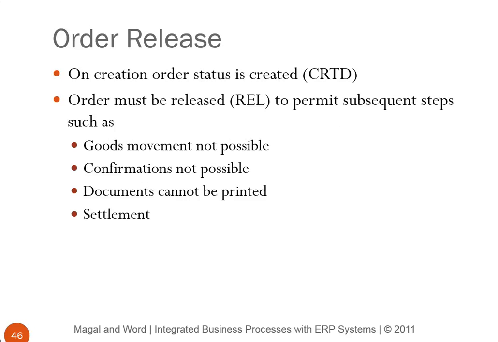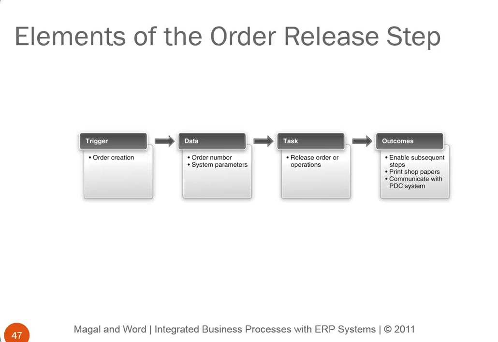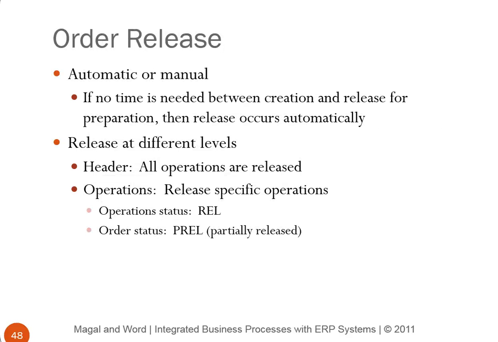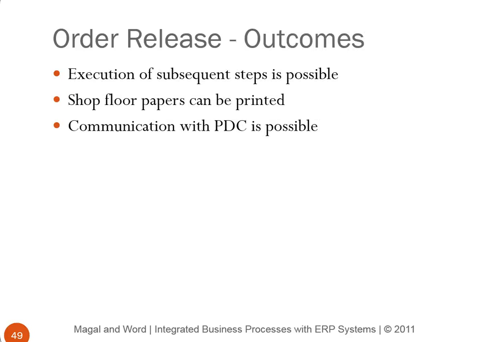So once the production order is created, order release status is generated. These are the steps in the order release status, in the order release process. The order release could be automatic or manual. Mostly in SAP facilitated production orders, it is automatic.